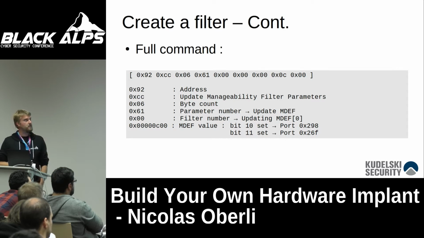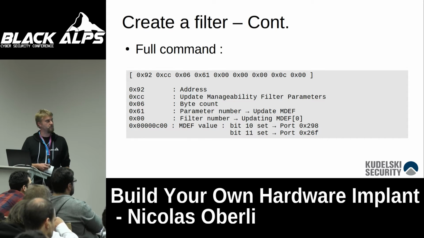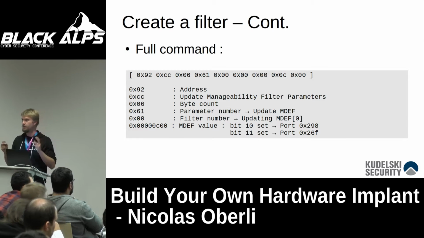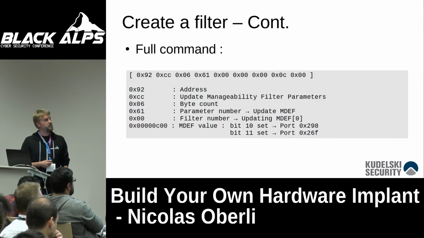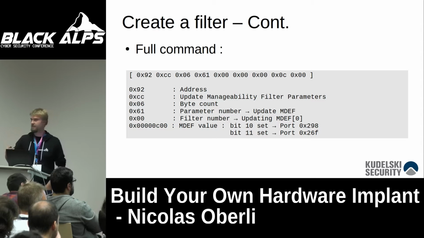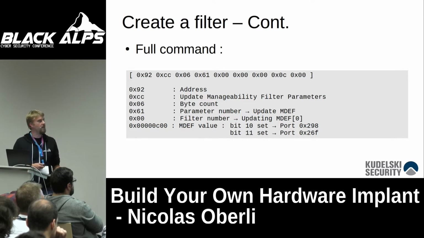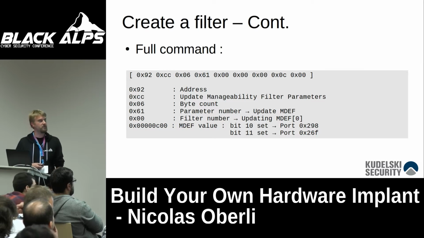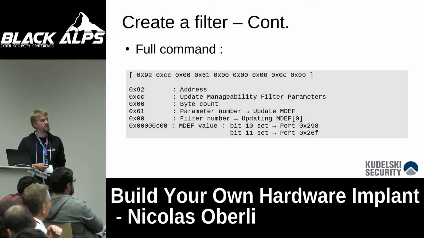To simplify that, this is the command to set a filter on 2 predefined ports that are the common ports for IPMI. So if you send that command, it's the start bit, then the address, then the command to update the filters, then the number of bytes we will send to the card for it to process. Then number 61 is to update the filter register. And then there are 4 bytes for the filter register. The value is 00000C00, which means that only 2 bits are set.